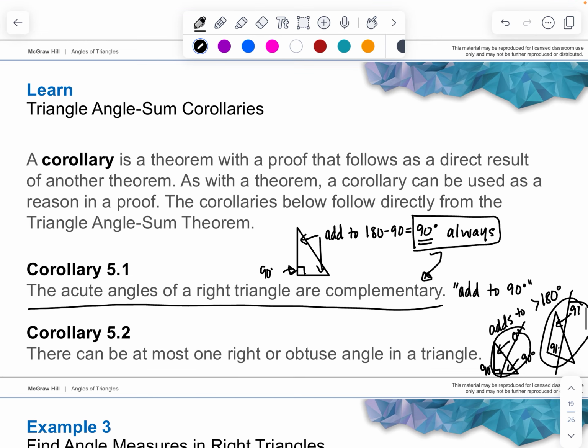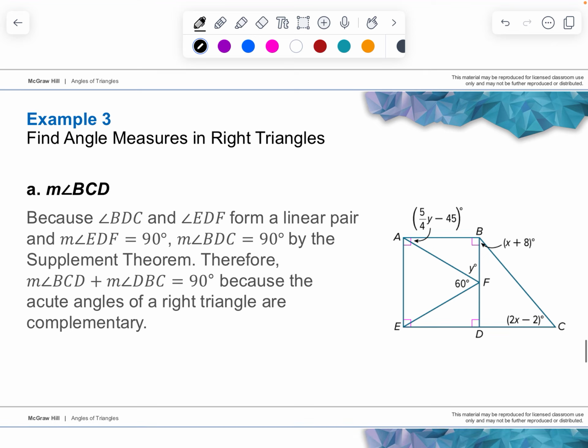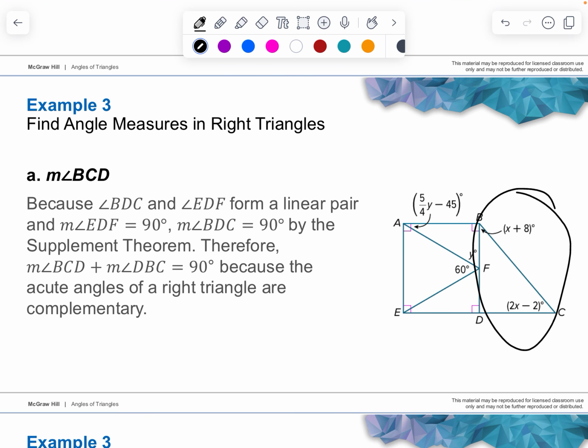All right. All right, so find the measures in the right triangles. And there's going to be a lot of fill in the blanks in your notes here for this one. So let's look down at this first one. A for BCD. We're going to be focusing over in here. Let's look at the fill in the blanks here.